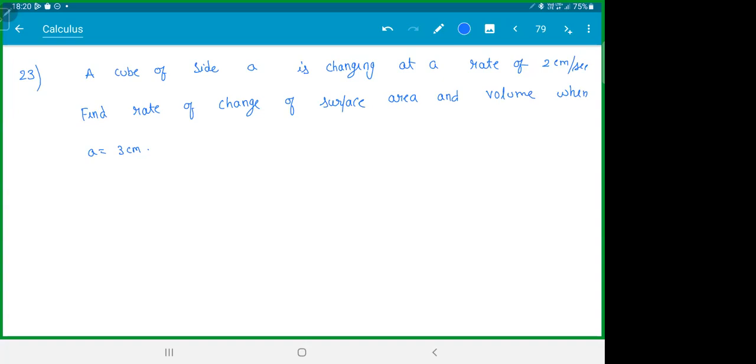Let's see. So the surface area will be 6A square. There are 6 faces. So dA by dt will be 6 into the differential of A square, which is 2A into dA by dt. So this will be 12. A is 3 and dA by dt is 2. This is 72 centimeters square per second.